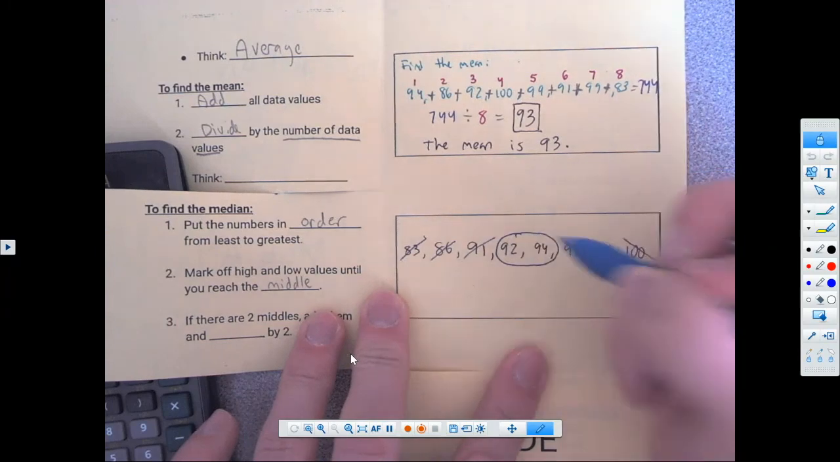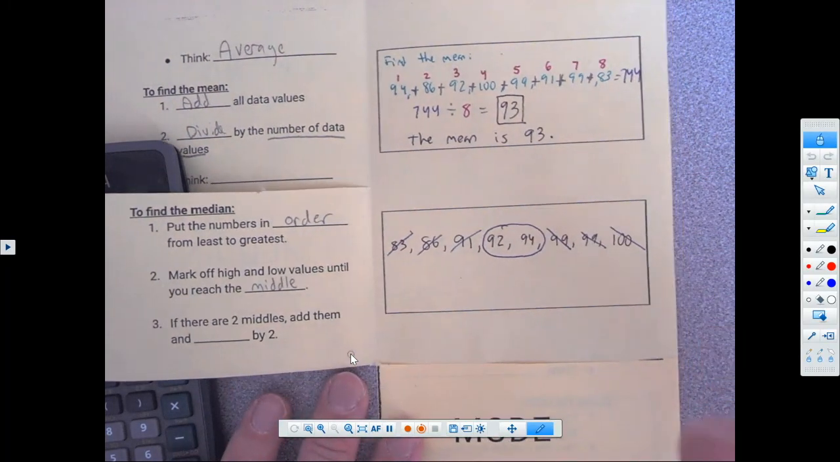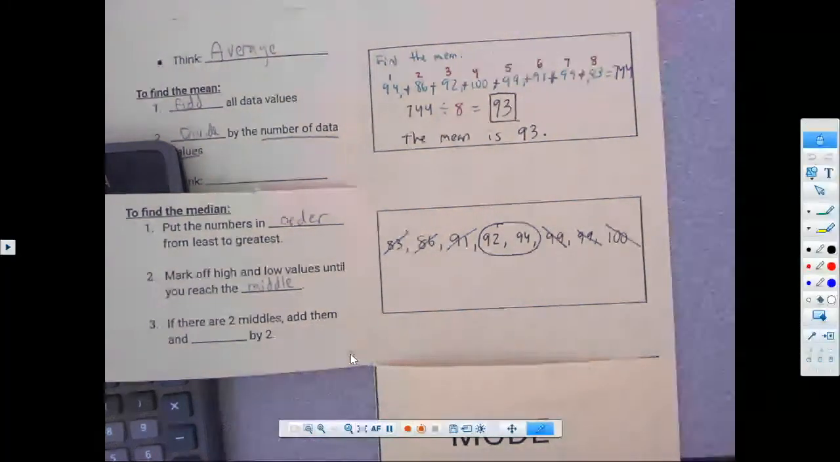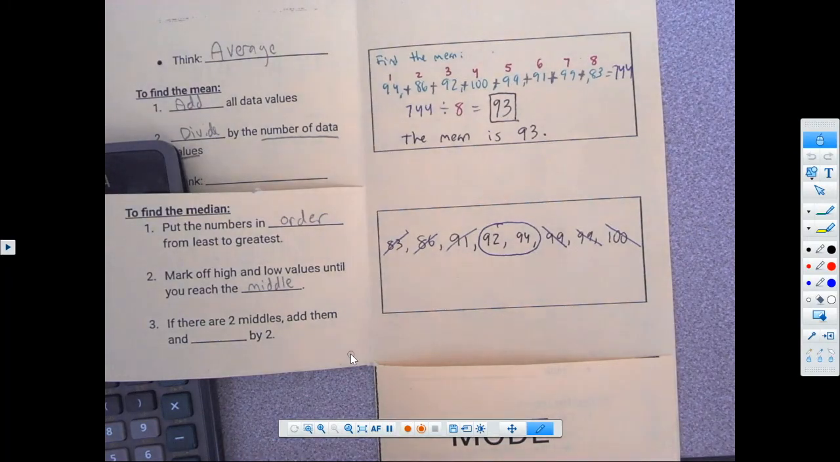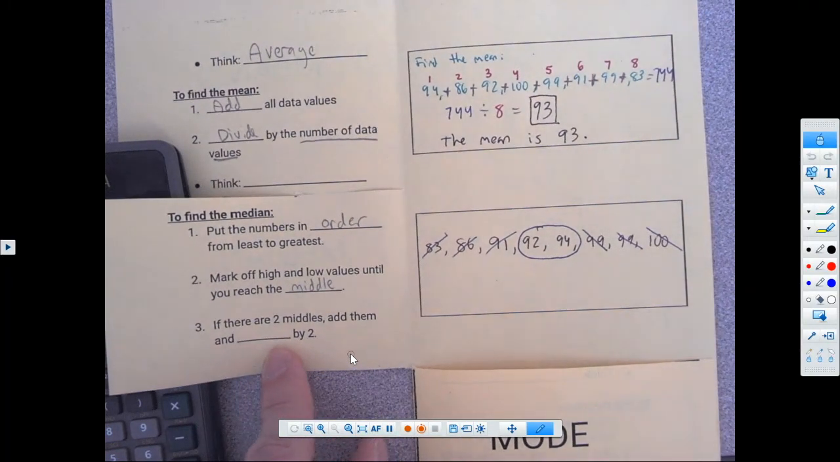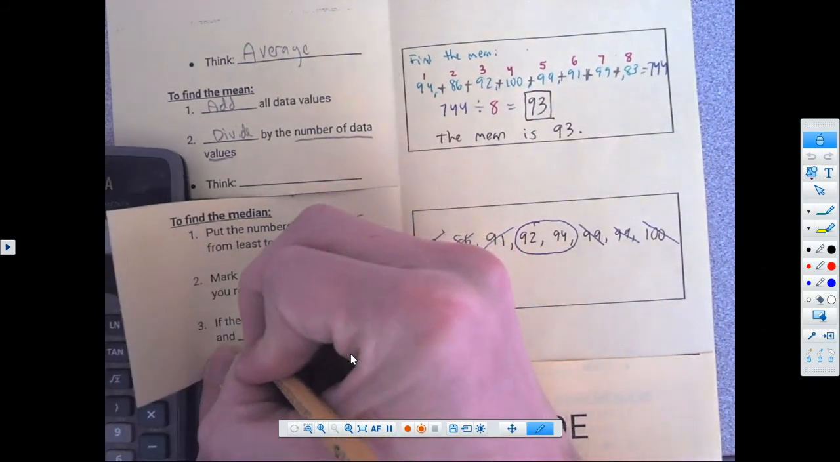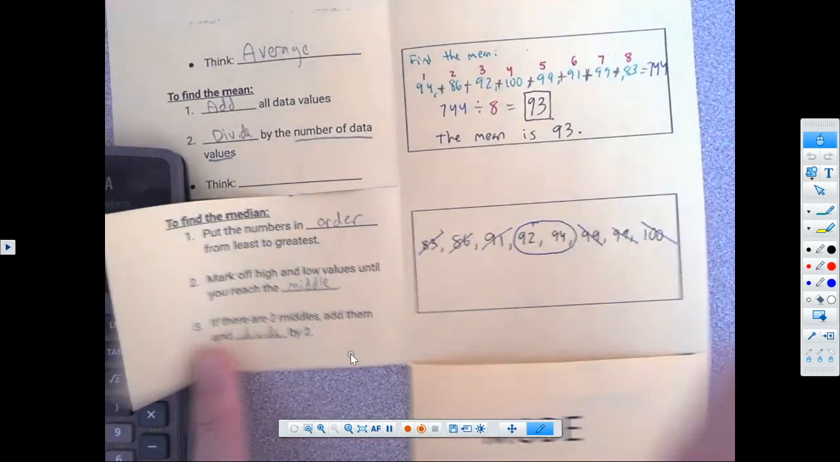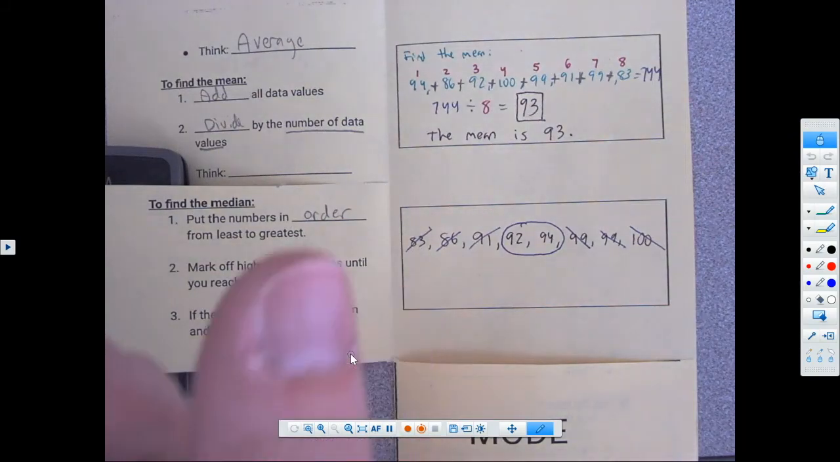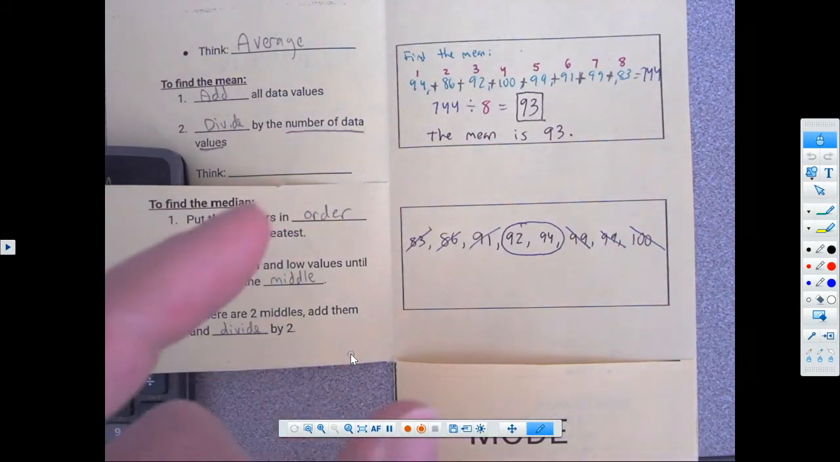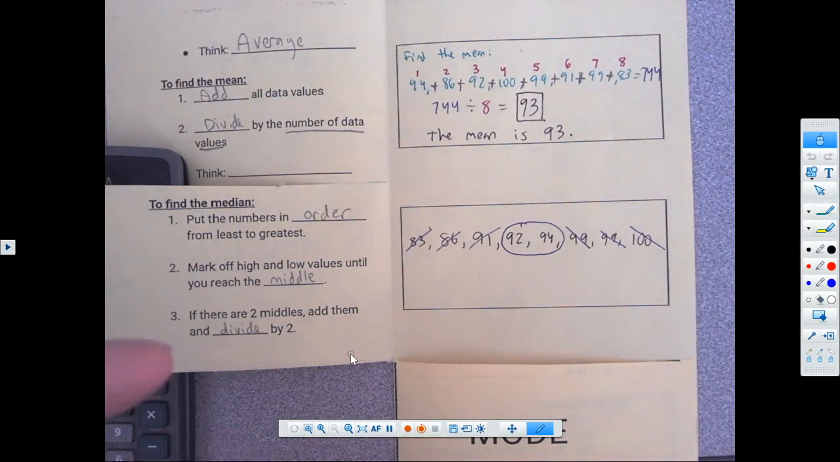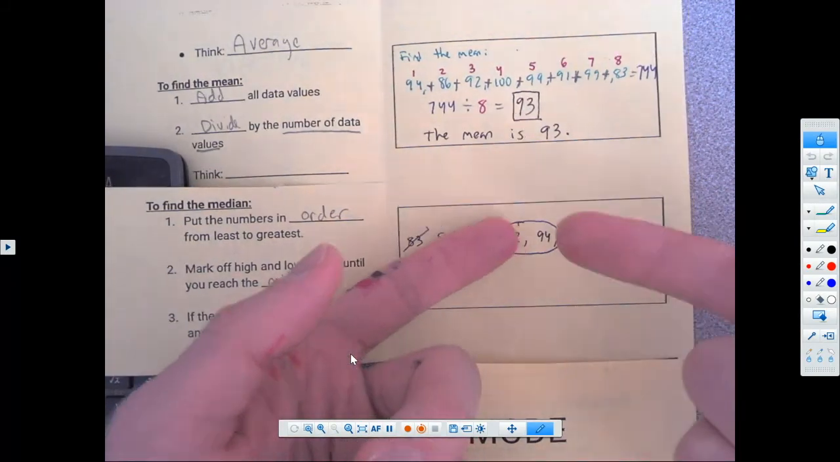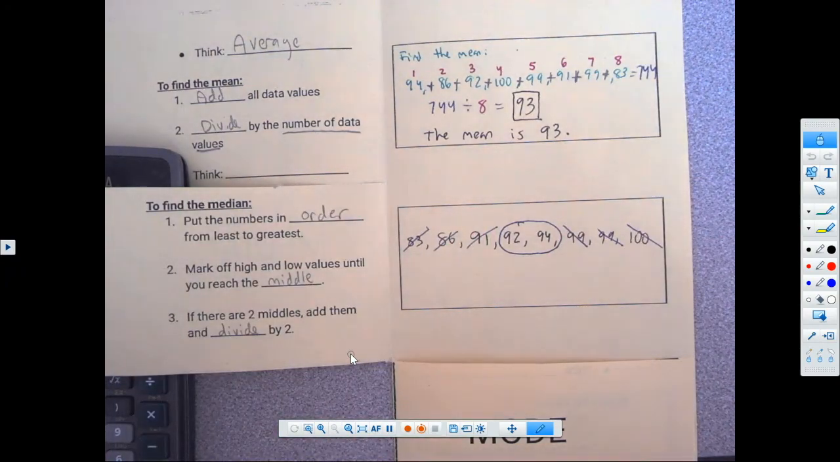So I have 2 middles right there, right? So what I'm going to have to do is add them and divide by 2, because 1/2 has a 2 in the denominator, right? So that means I'm dividing by 2. So if I want to find out what's halfway between 92 and 94, I have to add them and divide them by 2. You're actually finding the mean of those 2 numbers in that case, so the middle, right?